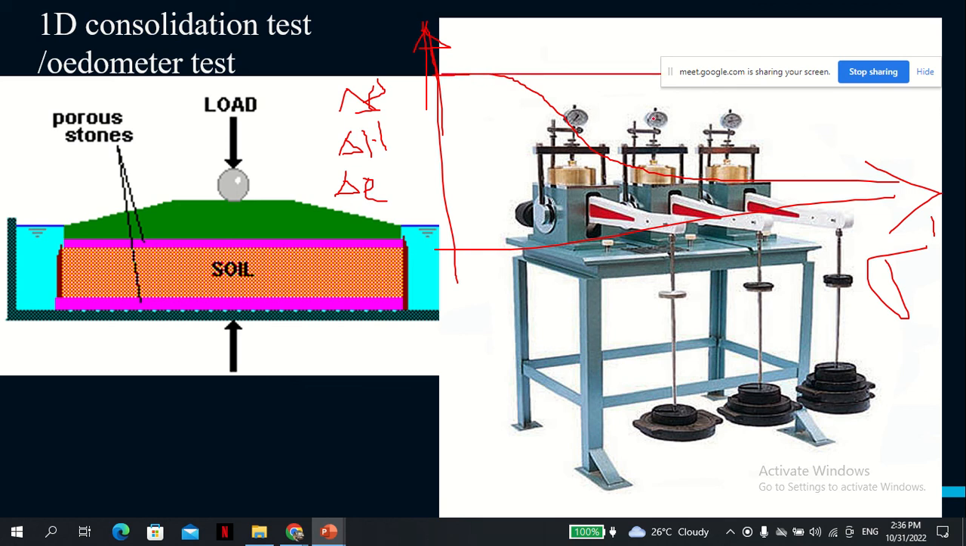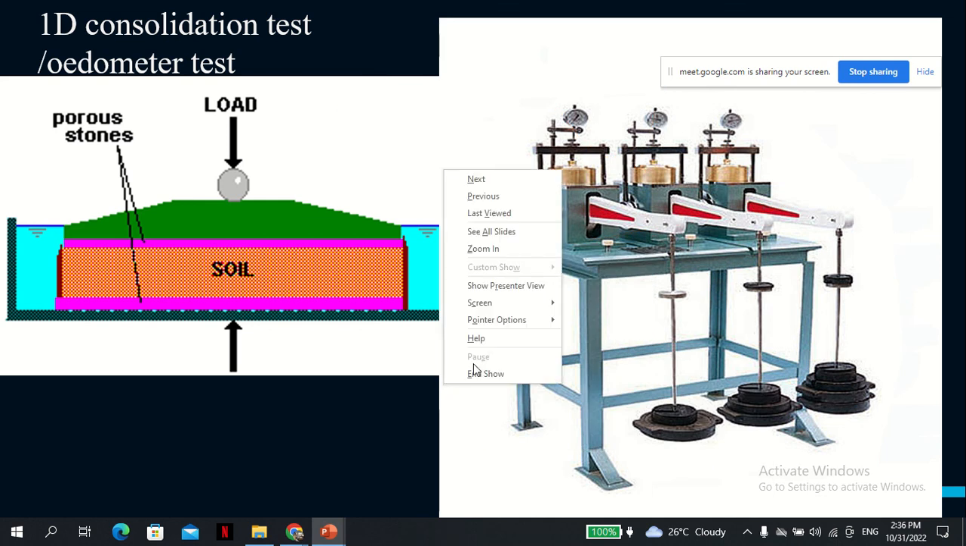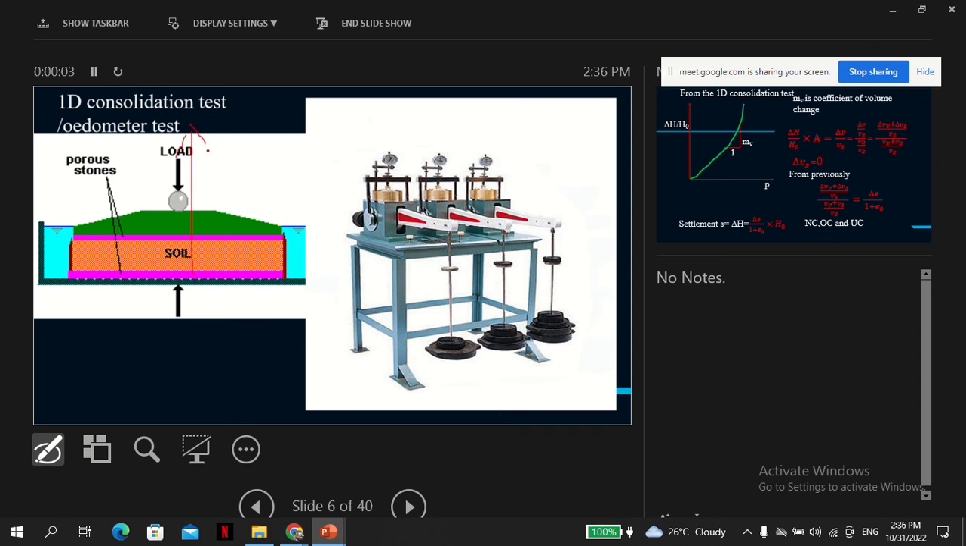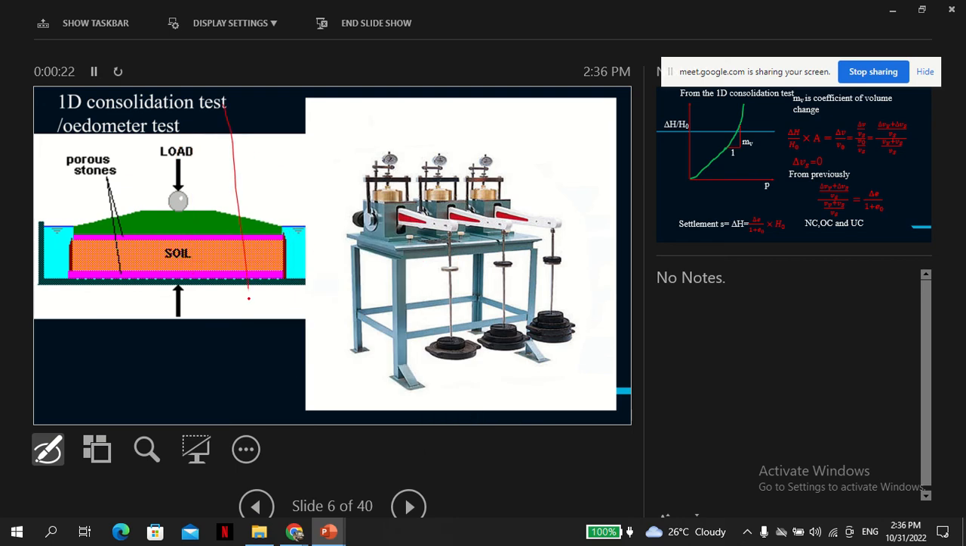Now if you draw tangents there, then this is the pre-consolidation stress we are talking about.